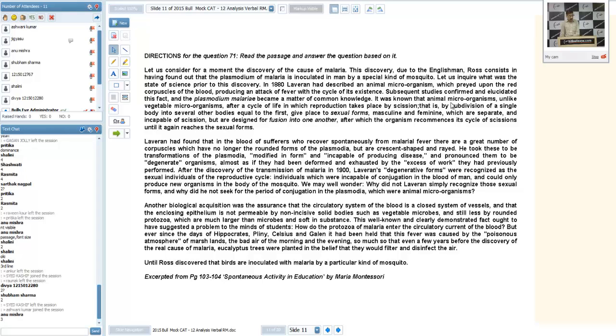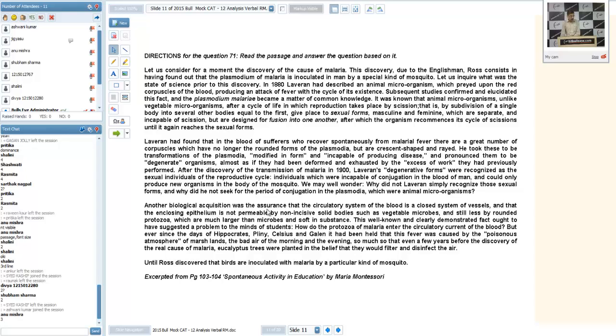The first thing known was that the animal microorganism, unlike the vegetable microorganism, follows a cycle of life. This is what they found out. This person, Laveran, also found out that in the blood of sufferers who never recovered from spontaneous malarial fever, a great number of corpuscles no longer had rounded forms. He was able to make out that they lose the potency or power to create malaria, to infect a person with malarial fever, after a certain period of time.